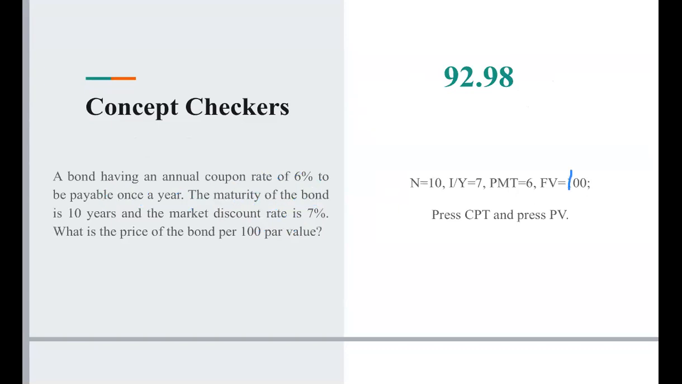For example, see this problem. It says that a bond has an annual coupon rate of 6%. So 6% is the coupon rate. The par value of the bond is 100, and the coupon is payable once a year, so this is an annual coupon payment bond. The maturity of the bond is 10 years. If an investor buys this bond, they will get Taka 6 every year, and at the end of 10 years, they will get the par value of 100 Taka. The market discount rate is 7%. So what will be the price of the bond?